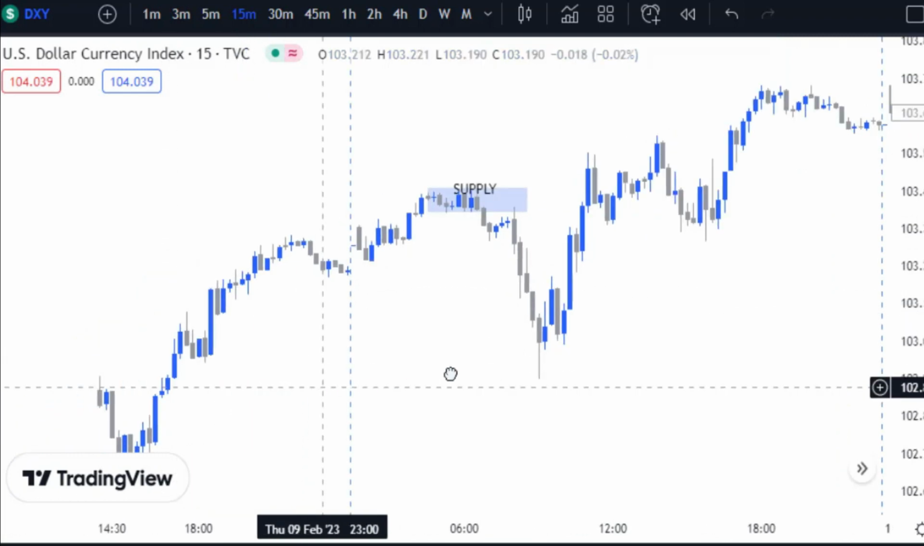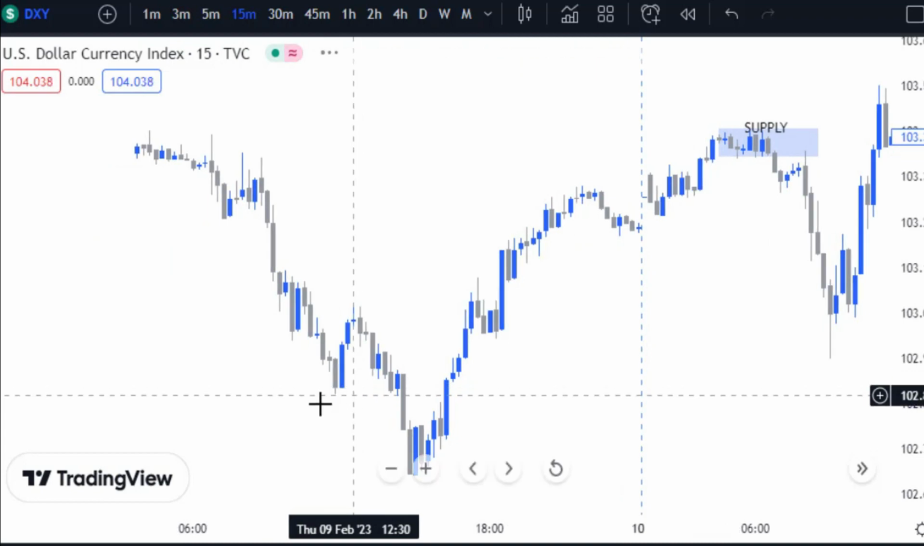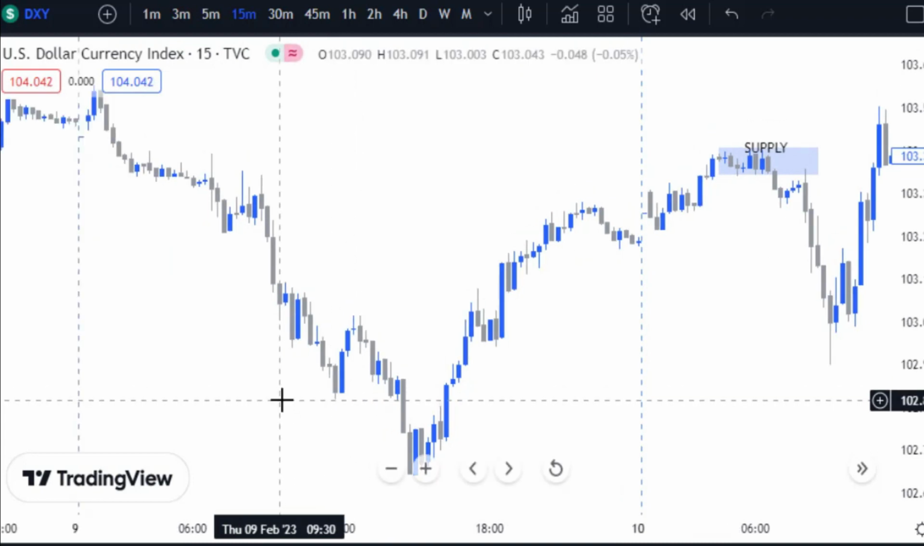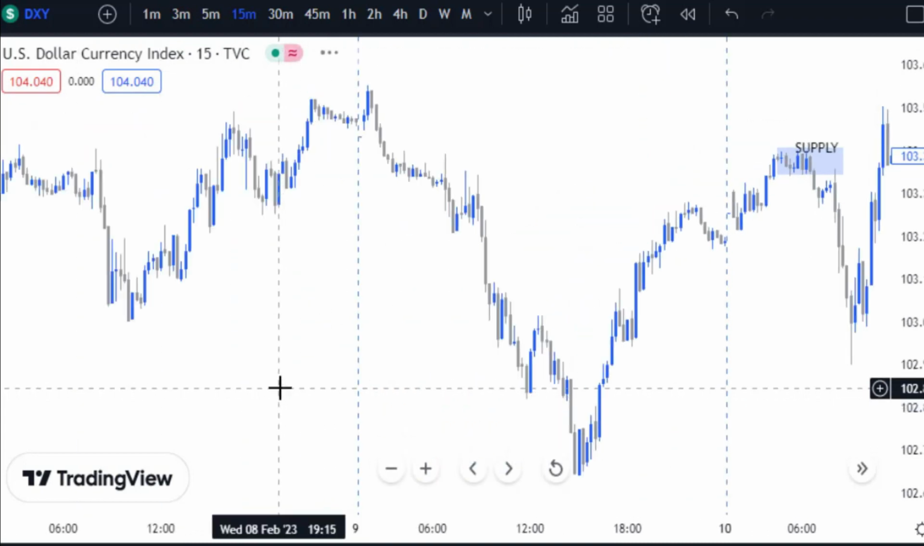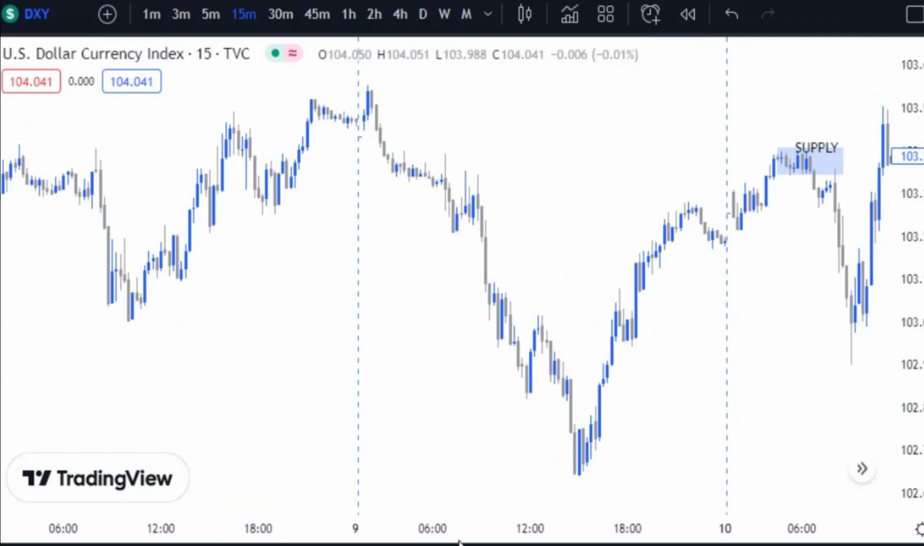The same thing with demand zones versus support. Support is anywhere in price. You could see a big support somewhere down in price where price always comes to and price rejects from it.